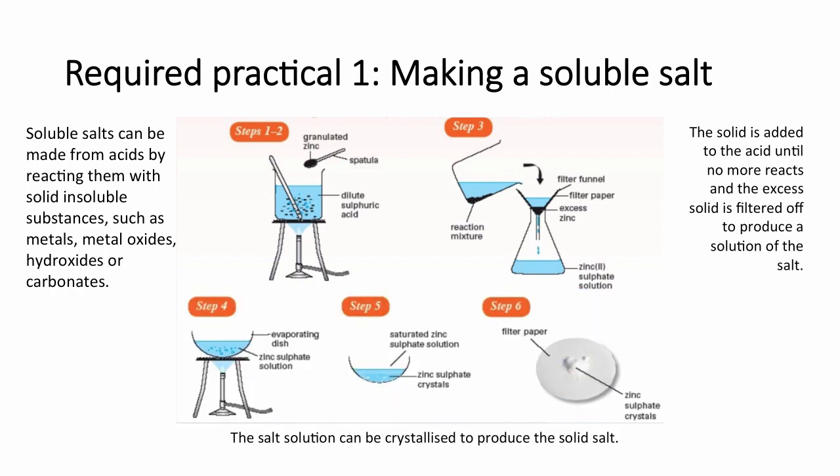This is then transferred to an evaporating dish where it is heated again to reduce the volume of water by half, and then allowed to evaporate on a window ledge so that zinc sulfate crystals can be formed. This process is called crystallization.